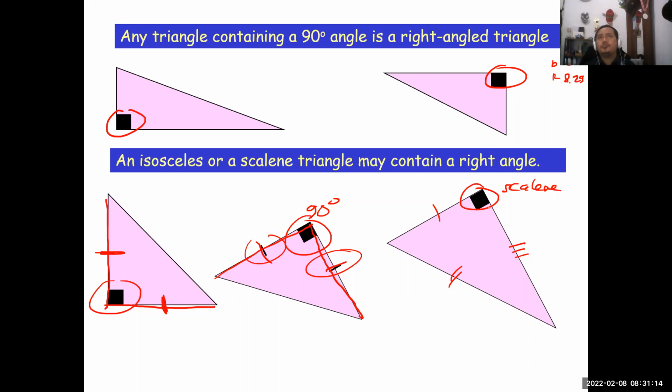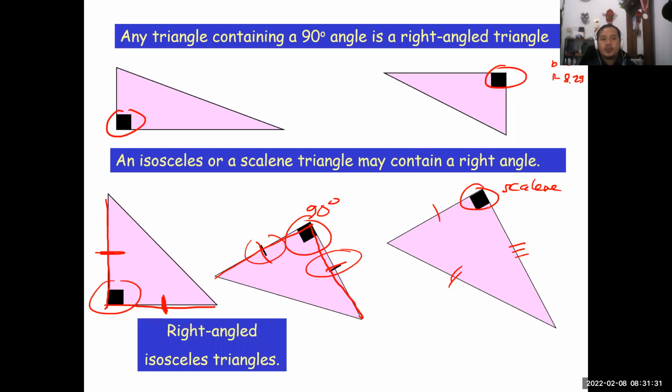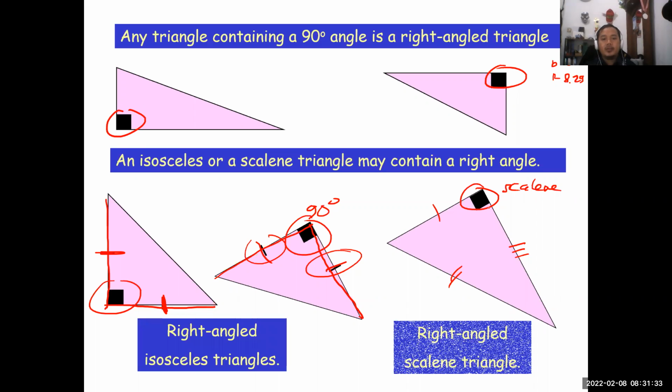And in terms of the angles, we have acute, obtuse, and right angle. And if we're talking about the side length, it's called equilateral triangle, and then isosceles triangle, and then scalene triangle. Okay, let's go to the next one. This is an isosceles triangle, and this one is a right angle scalene triangle.